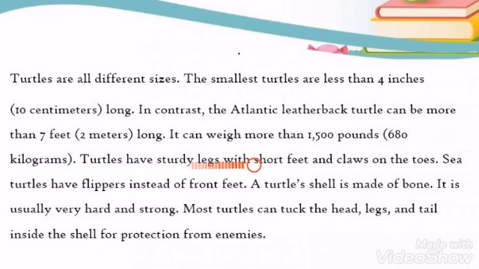Turtles have sturdy legs with short feet and claws on the toes. Sea turtles have flippers instead of front feet. A turtle's shell is made of bone. It is usually very hard and strong. Most turtles can tuck the head, leg, and tail inside the shell for protection from enemies.